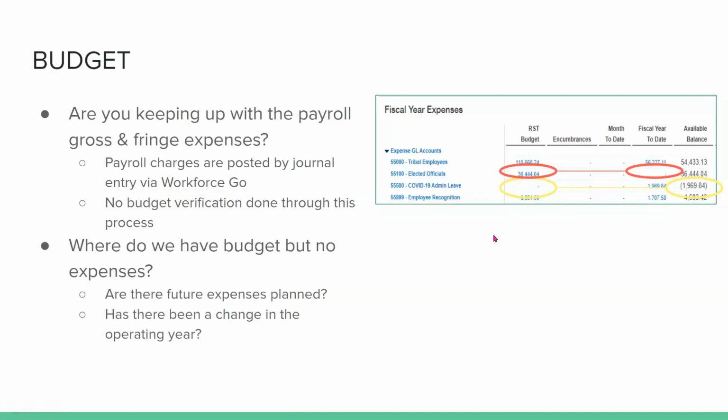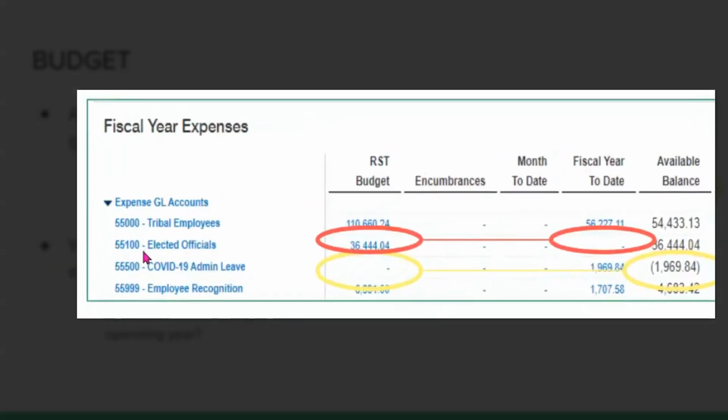And I have a snapshot of a program's budget here, and I have 2 different examples. The red one, we have a line item called elected officials with a budget and no charges. So if we're expecting to have charges for elected officials up to this point, that's a red flag to us that there might not be something correct with how a person's set up in Workforce Go. And then I have the yellow line item for the COVID admin leave. We see charges but no budget.